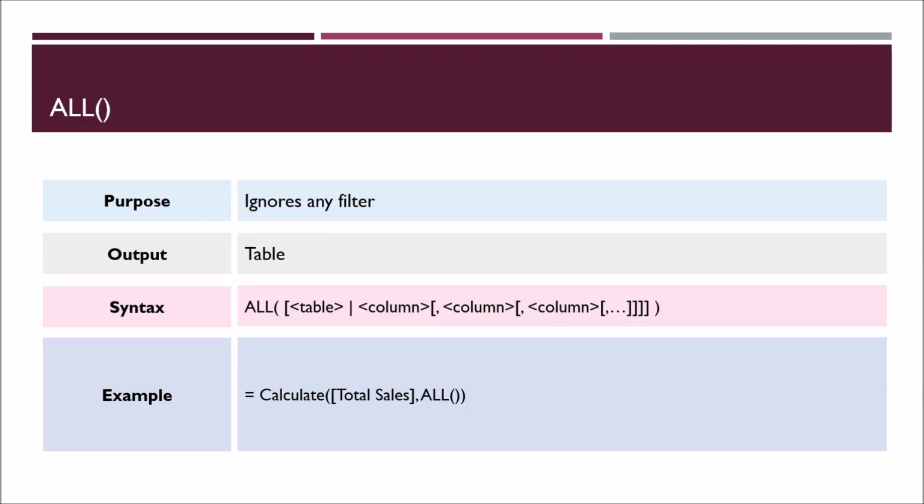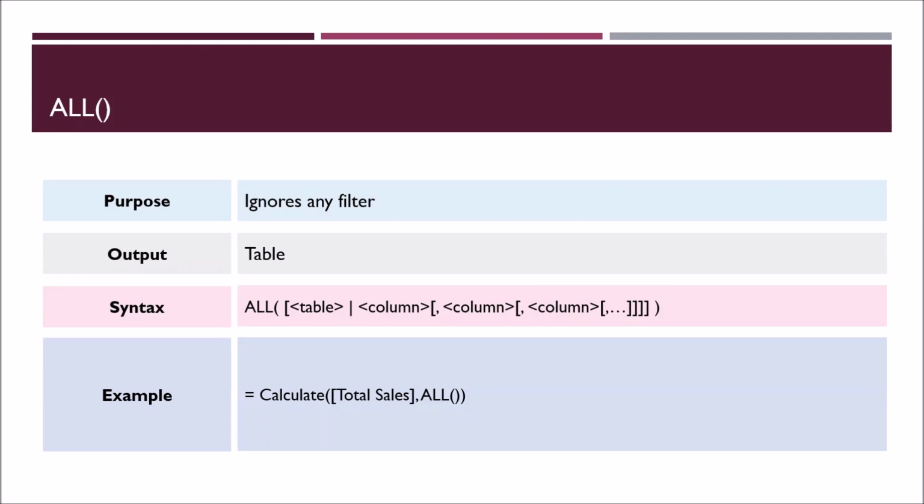In this video, I will be discussing the ALL function of DAX. The purpose of the ALL function is to ignore any filter or slicer which is present in a Power BI report. The output of this function is a table. If you carefully observe the syntax, it has two arguments, table or a column name, and both of these arguments are optional.